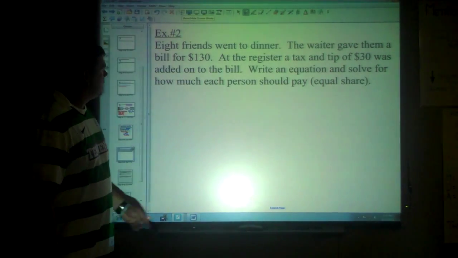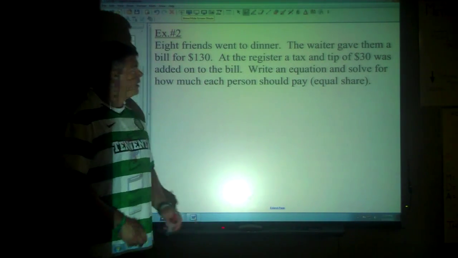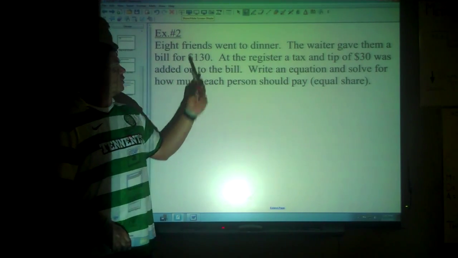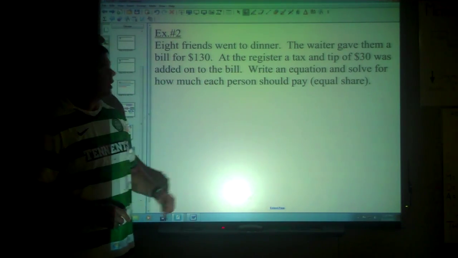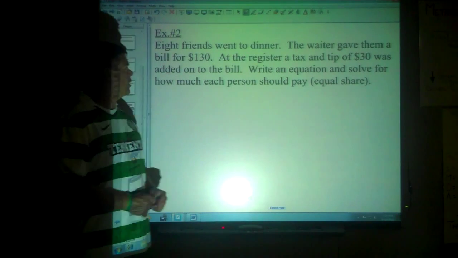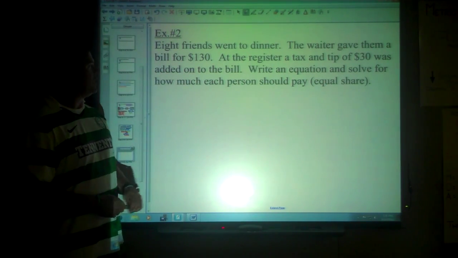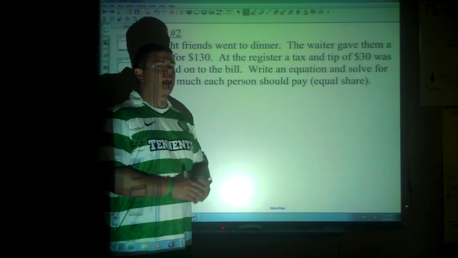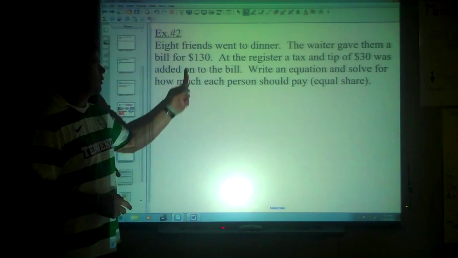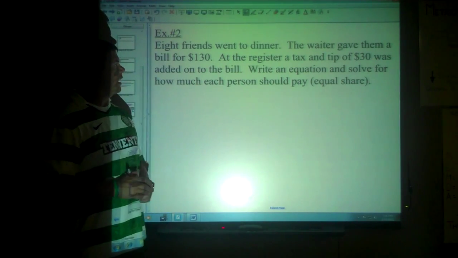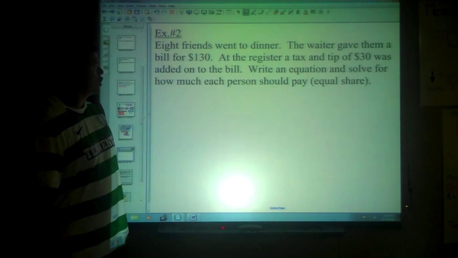Another problem. 8 friends went to dinner. The waiter gave them a bill for $130. At the register, a tax and tip of $30 was added onto the bill. Write an equation and solve for how much each person should pay, as if they were equal share. We're not going to go through who bought what. We're just going to take the grand total and see what each one of them should pay.